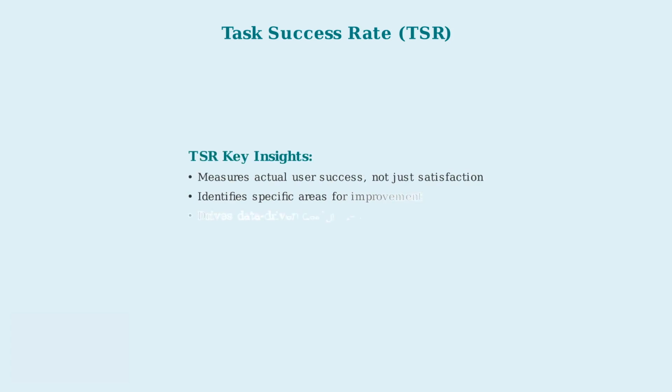Task success rate is a powerful metric that directly measures how well your interface serves its users. By tracking TSR and systematically addressing usability issues, you can create interfaces that truly work for the people who use them. User error rate is a critical usability metric that measures how often users fail to complete tasks successfully. Understanding and reducing error rates is essential for creating truly usable interfaces.